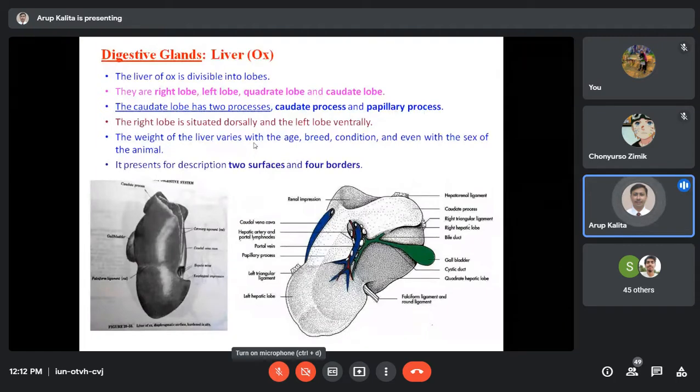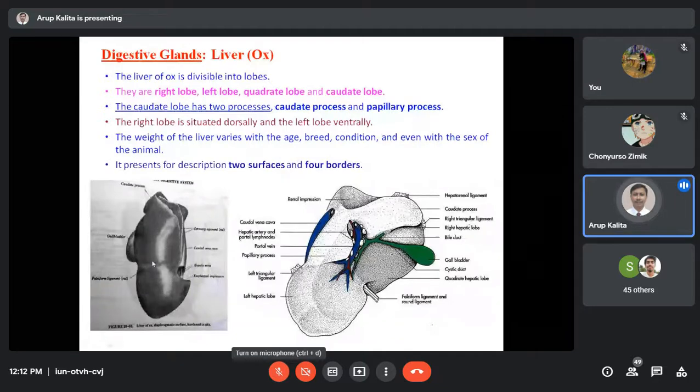Of course, it varies depending upon age, sex, all these characters, and depending upon the diet also. If the diet is very low, the liver weight will be less. That will also depend. But in a standard condition, the weight of the liver is 0.4 to 0.5% of the body weight.